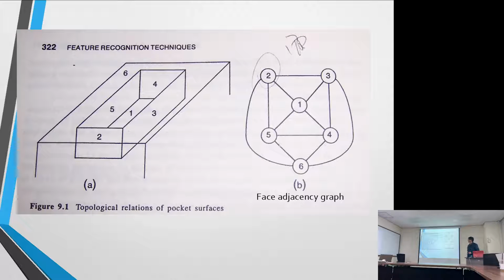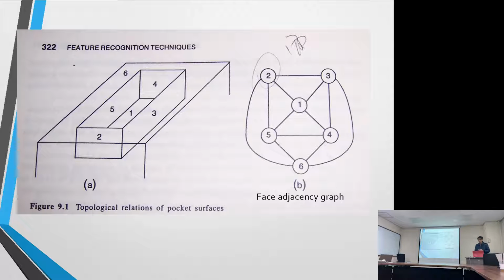For example, we have a pocket feature with the faces 1 to 6, and it can be represented in this face adjacency graph, or FAG. And with this graph, you can see the interaction between the faces. The faces here are the nodes, and the connections or arcs between the nodes are the relationships between the faces. For example, 1 is connected to 3, 2, 5, and 4, which is represented here. But this is still a simplified model.